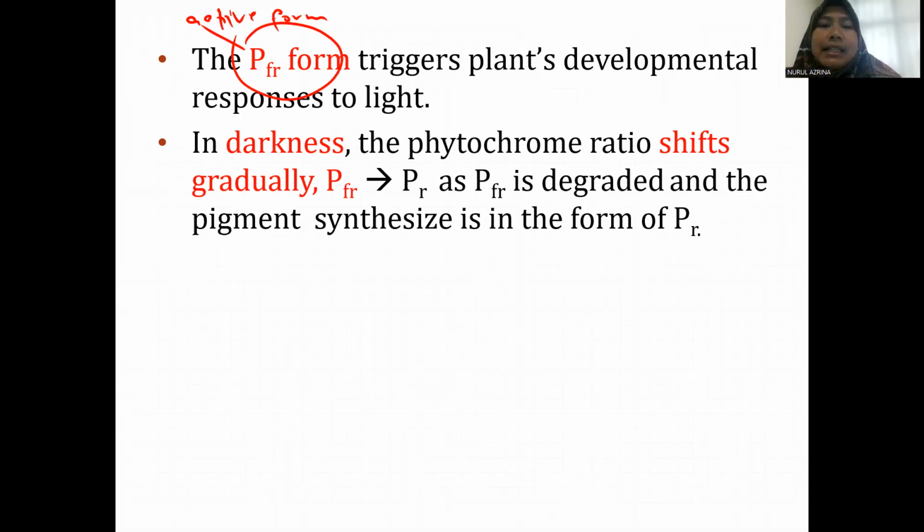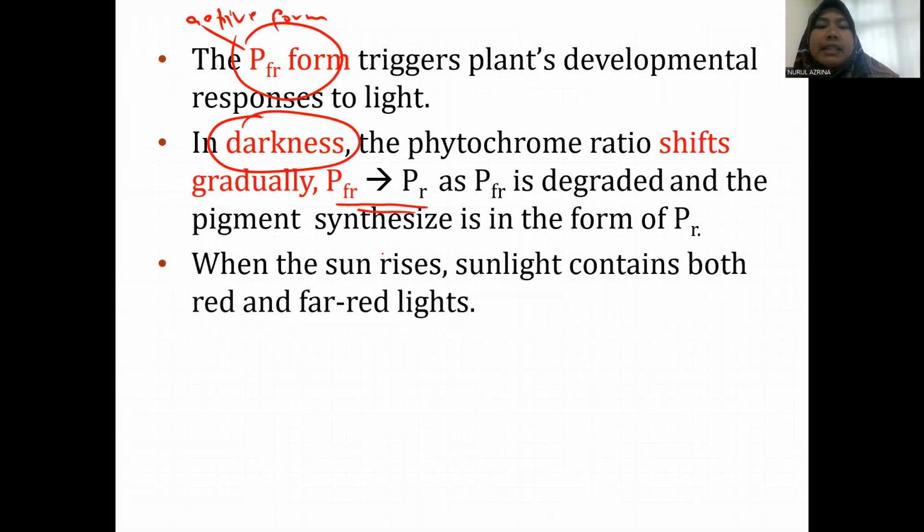Okay, in darkness, the phytochrome ratio shifts gradually from PFR to PR. Remember, in darkness, PFR will be degraded and then converted into PR. Okay, right.